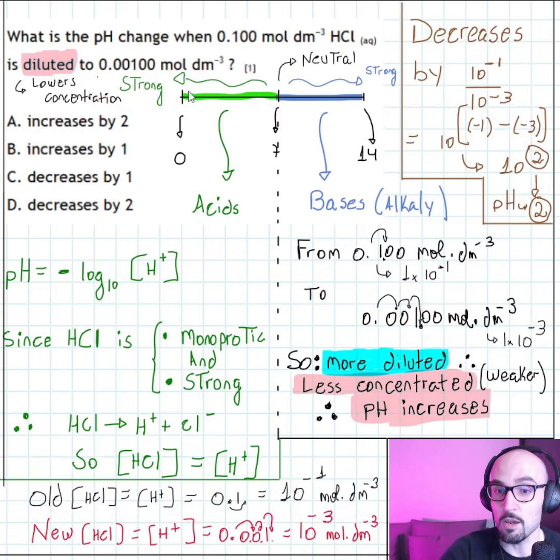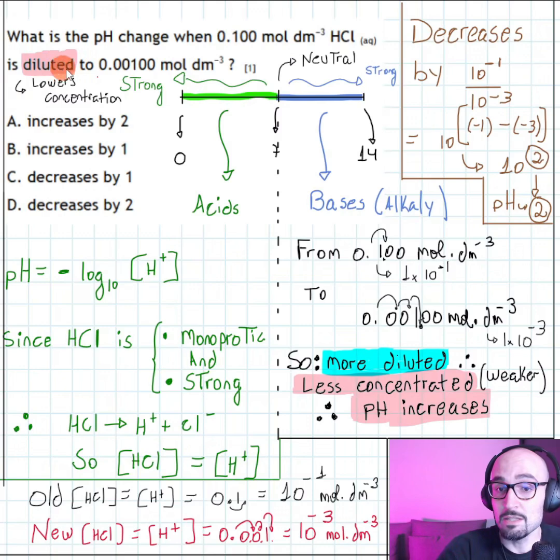The pH scale goes from 0 to 14. Every solution with a pH between 0 and 7 is an acidic solution, and every solution with a pH between 7 and 14 is an alkali or a basic solution. So we already know, given it's HCl, that we have an acidic solution.